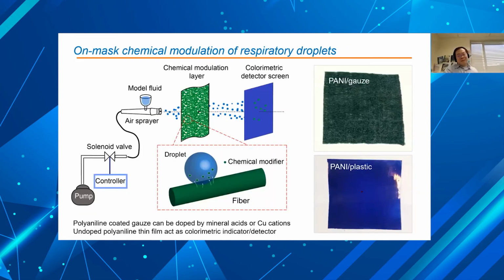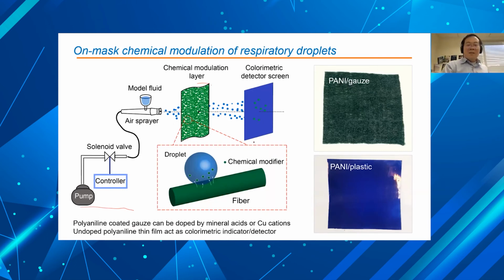So this is the overall design. We used an air sprayer to simulate the respiratory droplets generated during sneezing and coughing, though these are high velocity droplets and large volume droplets as well. By large volume, I mean that they also carry the highest viral load, okay? So the idea is that if we have a non-woven fabric here, and we coat it with a modifying layer, then hopefully the droplets, when they pass through this layer, will become doped with these anti-pathogen molecules or species.